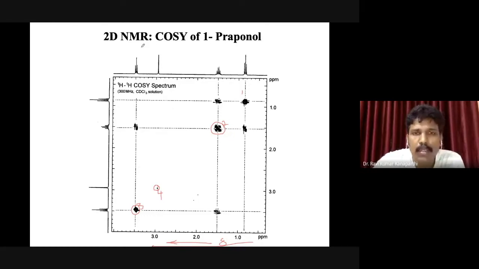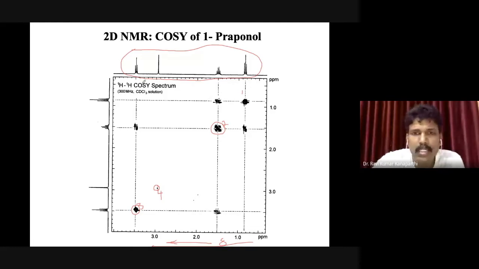Now, as I said about the differences between 1D and 2D, here you don't know whether this peak and this peak are correlated or not. You don't know whether these two are correlated or not. Correlated means connected or not. This information we can't understand from the simple one-dimensional spectroscopy. That is why we have recorded the two-dimensional NMR spectrum.